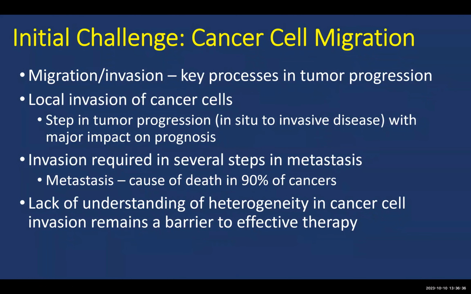And then invasion is also important in metastasis, spread of the cancer to different sites. And metastasis, by and large, in not only breast cancer, but almost all malignancies, is what causes death. And really, our fundamental challenge in overcoming invasion and metastasis is that there still isn't an overarching understanding of how heterogeneity occurs in migrating cancer cells.